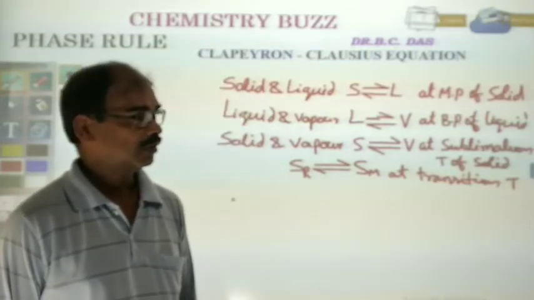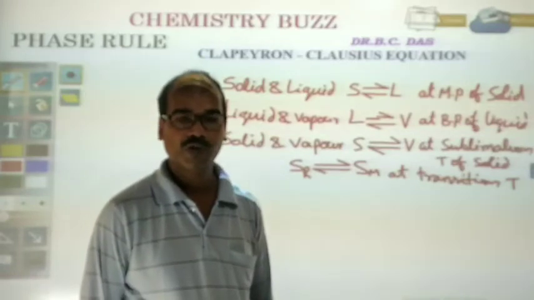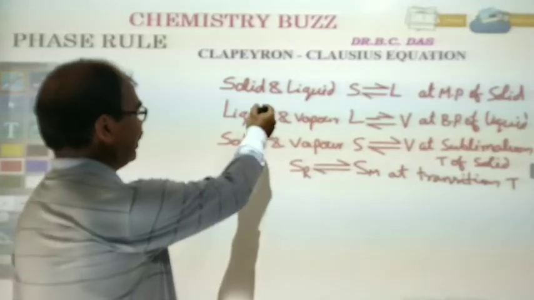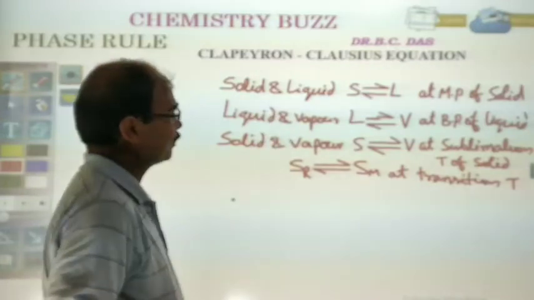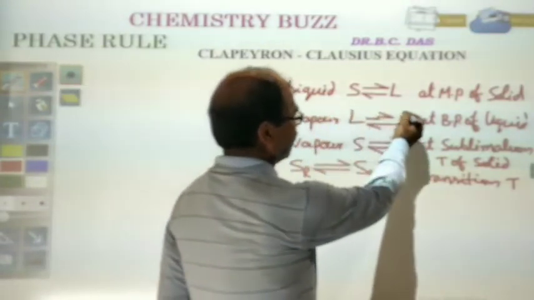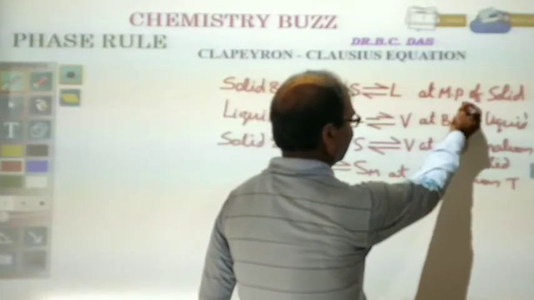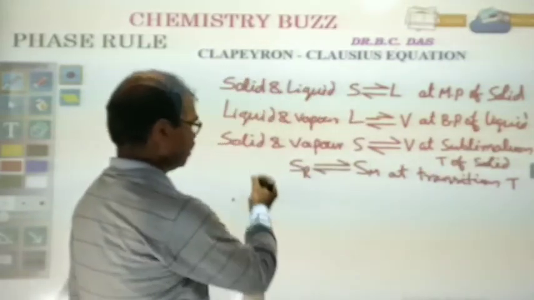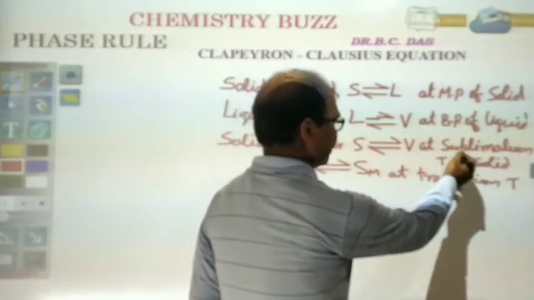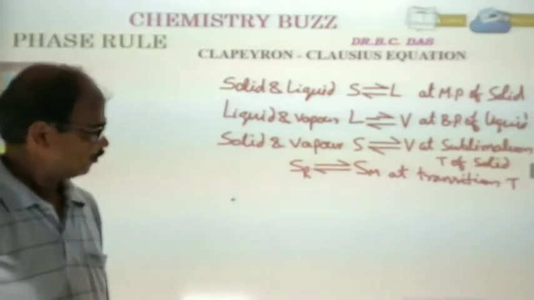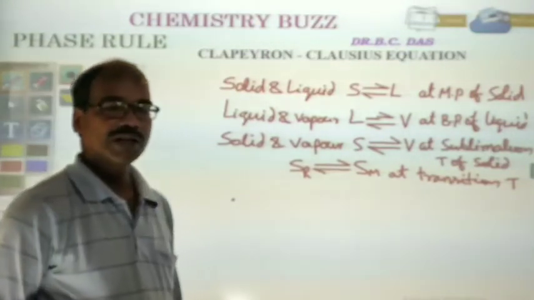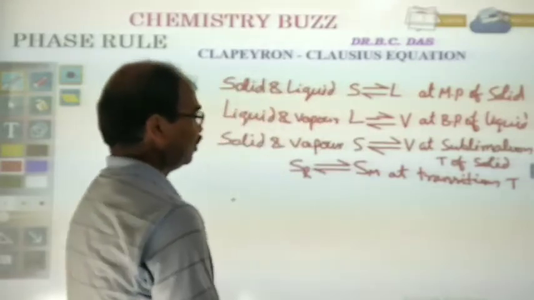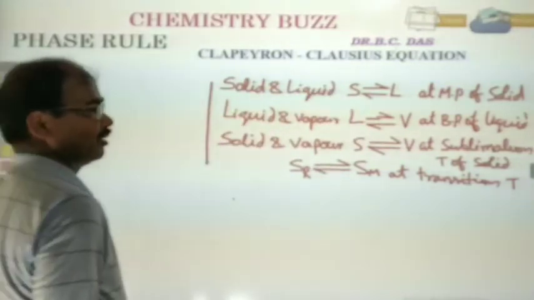Today we are going to discuss and derive the Clapeyron-Clausius equation, which is very important for the study of two-phase one-component systems: solid and liquid, that is the equilibrium at its melting point; liquid and vapor, the equilibrium at its boiling point; solid and vapor at sublimation temperature; and also the transition of one crystalline form to another crystalline form, that is rhombic sulfur to monoclinic sulfur at transition temperature. So at these points it is very important.